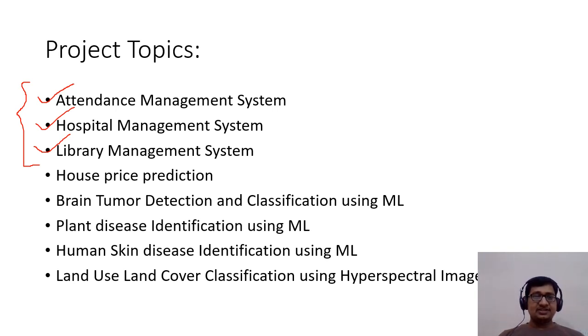Like this is house price prediction, and this is brain tumor detection and classification using ML. This is plant disease identification using ML, this is human skin disease identification using ML, and this is land use land cover classification using hyperspectral images. So these are some of the projects based on machine learning, some sample topics where you can work in machine learning.